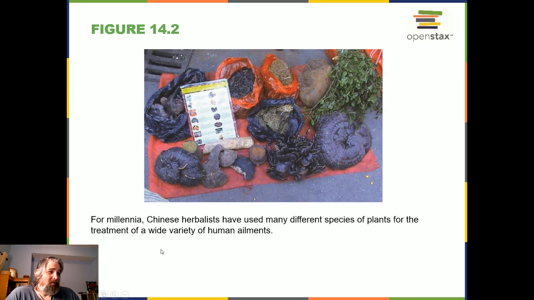Yay. All right, so for millennia, Chinese herbalists have used many different species of plants for the treatment of a wide variety of human ailments. And they have some efficacy here. I'm not saying that traditional medicine has nothing to offer, by no means. In fact, we plunder that kind of knowledge from every culture to find, refine, and mass produce whatever antimicrobials we're able to come across.